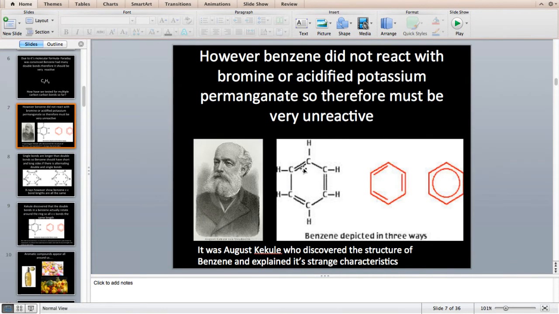Now, single bonds are longer usually than double bonds, so you would expect this bond to be long, you'd expect this bond to be short. But he found that actually all of these here were the same length, and they were somewhere between a short and a long bond, somewhere between a double and a single covalent bond. So therefore, from that, he worked out that the double bonds are actually constantly moving or resonating around the ring. And so he came up with this structure here for benzene that shows that the double bond is constantly moving.